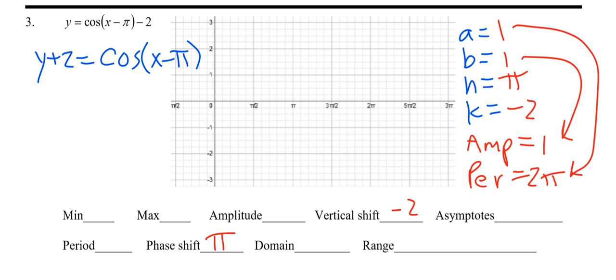Okay, graph it. Find your center line. Identify HK. Decide whether it's on the wave or under a max.